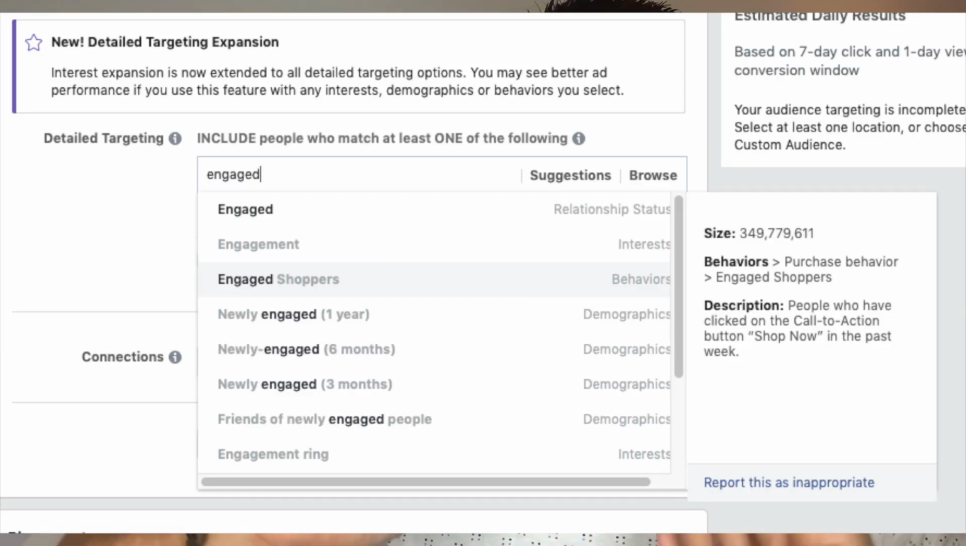What you do is target, type it in, engaged shoppers. If you didn't know it, write it down. You need to know about this option. What this option lets you do is target people who are purchasing things online. Why is this important? Especially if your product is a product that kids would buy.